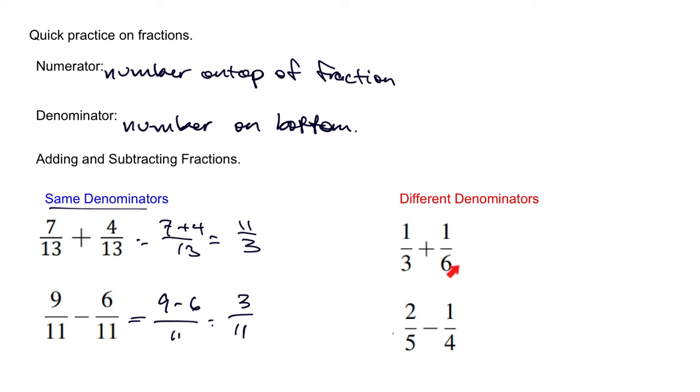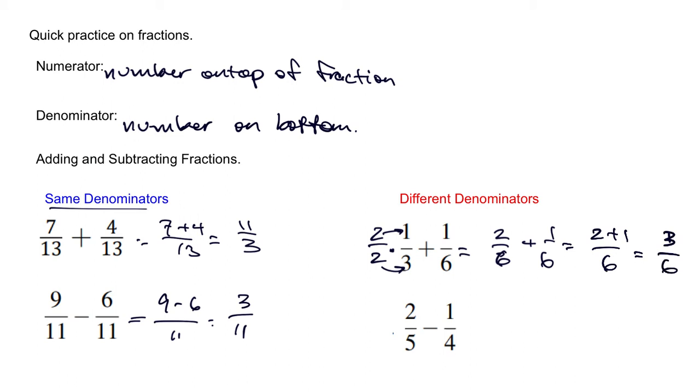Here, denominators not the same. Okay, so we have to find a common denominator, least common multiple, and that would be 6. So I multiply this by 2 over 2 to change the 3 into a 6. Whatever I multiply times the bottom, I also multiply times the top. So I get 2/6 plus 1/6. Now we have the same denominator, so we go back to what we did over here, and we just add across the top. 3/6, which is 1/2. I almost ran out of space there.